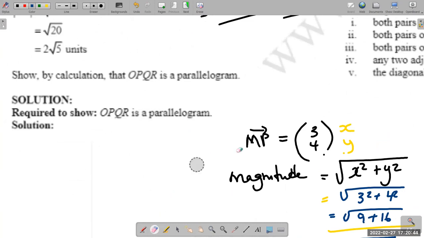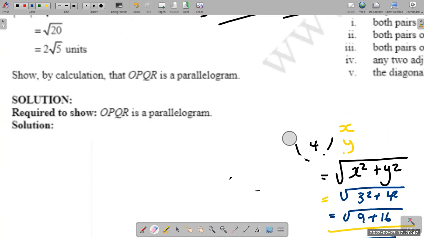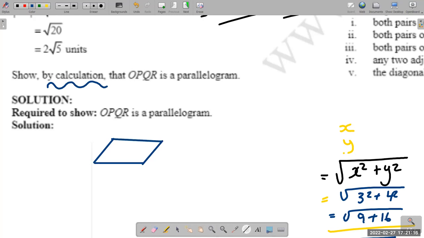Okay, straight to the point. Now, this question is the harder version of the vector question. It's not hard, it would only be hard if you don't know what you're doing. It says show by calculation that OPQR is a parallelogram. First of all, does everybody know what a parallelogram is? A parallelogram is a 4-sided figure that has 2 sets of parallel sides. So let me just put the arrows so we could make sure we're clear.